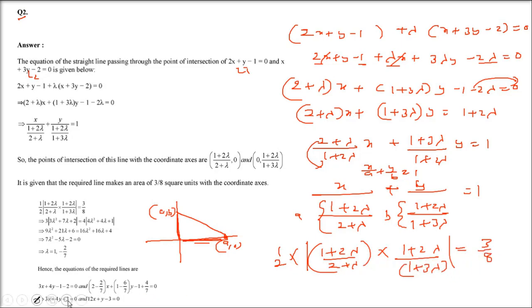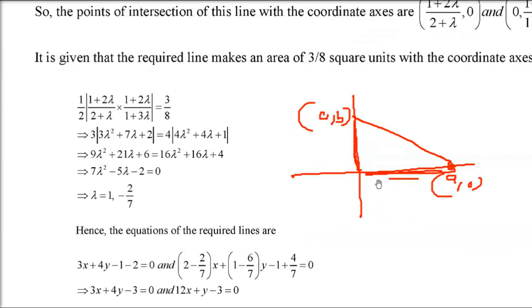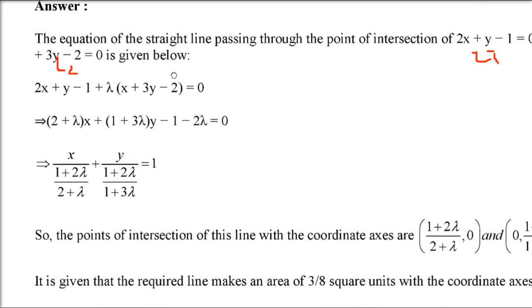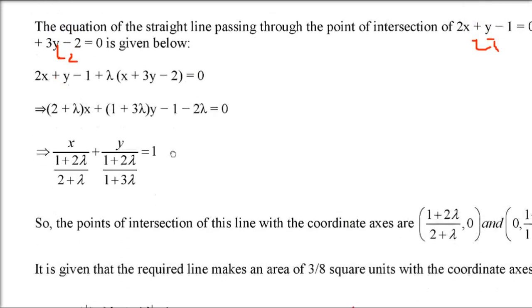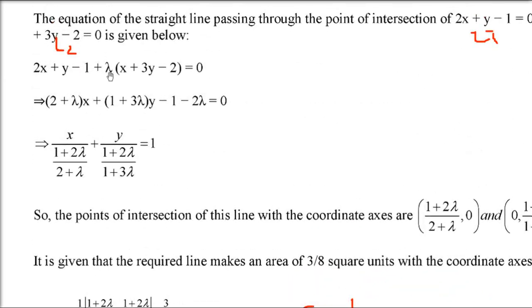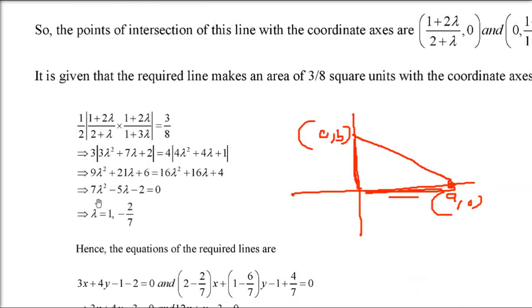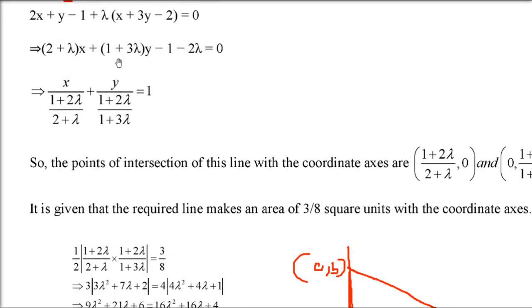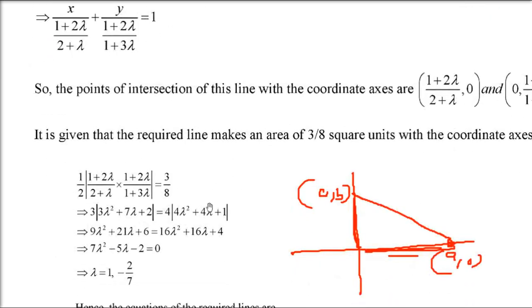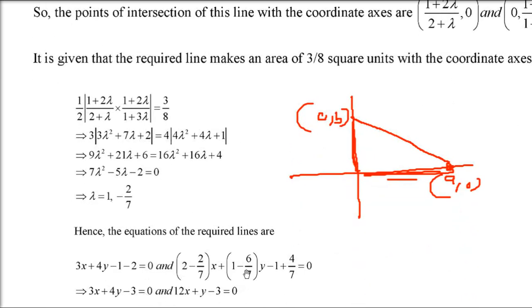Now I want you to solve this. I'll show the solution also, so it will take time. Let me just tell you that this is going to be a quadratic equation, and lambda will be 1 and minus 2 by 7. What you are going to do, you will go to the second equation, that will be better. So lambda is 1, lambda is minus 2 by 7. So two equations are going to be formed. You have to put lambda here. Half into base into altitude is 3 by 8. Base and altitude are a and b, that is the x and y intercept. Just put it here. These two equations are going to come.